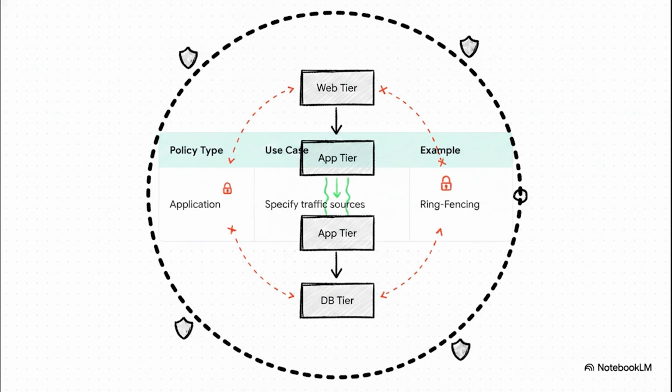So when you want to secure a specific multi-tier application, by strictly specifying its allowed traffic sources and destinations, you use what's called an application security policy. Ring fencing basically means drawing a secure, invisible boundary around an application.